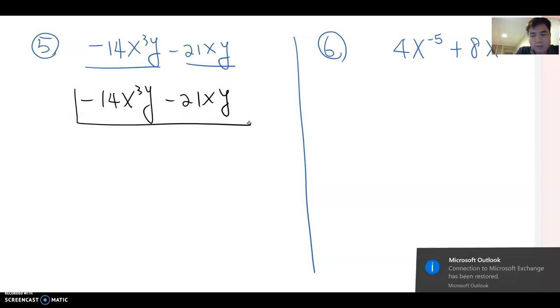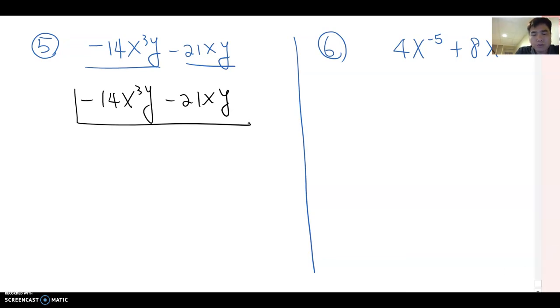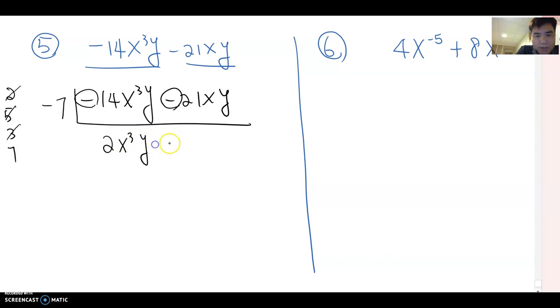So what's the common factor by numbers? Again, if you get confused, you may think of the numbers 2, 5, 3, 7. Let's just check one by one. I don't think 2 is working, because 21 is not a multiple of 2. No, 5. 3, no, because 14 is not a multiple of 3 either. What about 7? Yes, we can do 7. But in this case, both are negative, so I want to factor by negative 7 instead. Then this becomes 2x cubed y plus, because negative negative becomes plus, 3xy. Now between the numbers 2 and 3, they don't share any more common factor.